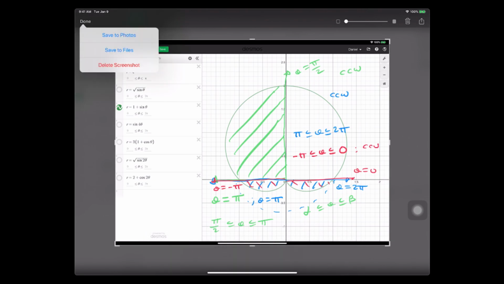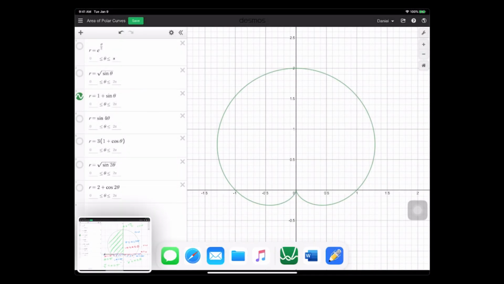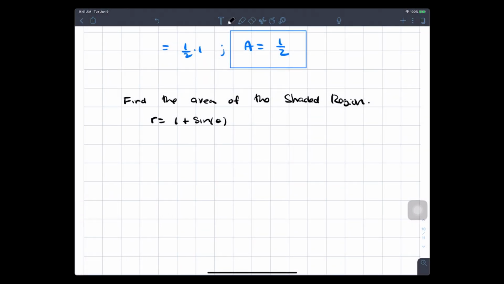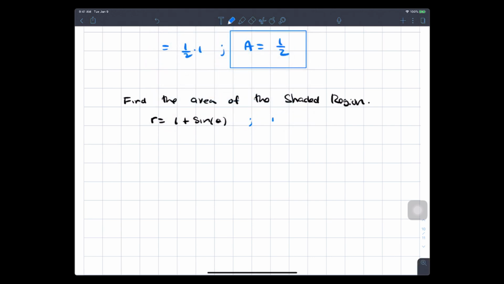Maybe we'll save this one to files. I should be naming them, but I'm not. Let's go here. Which was that last one? What was that picture? Theta in the picture was pi over 2 to 3 pi over 2. That's the one they gave us. So it's 90 degrees to 270.